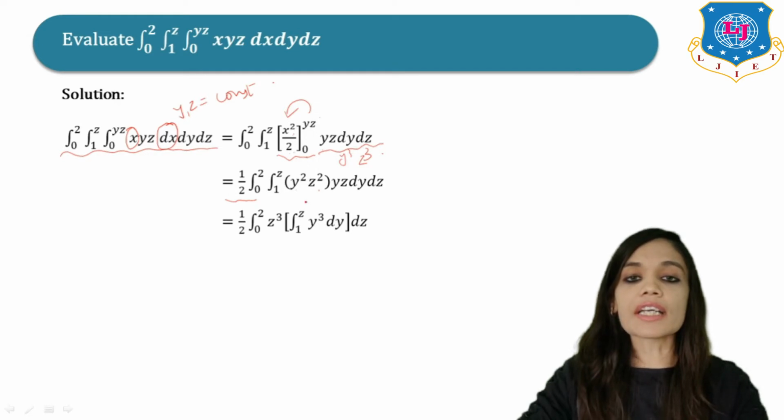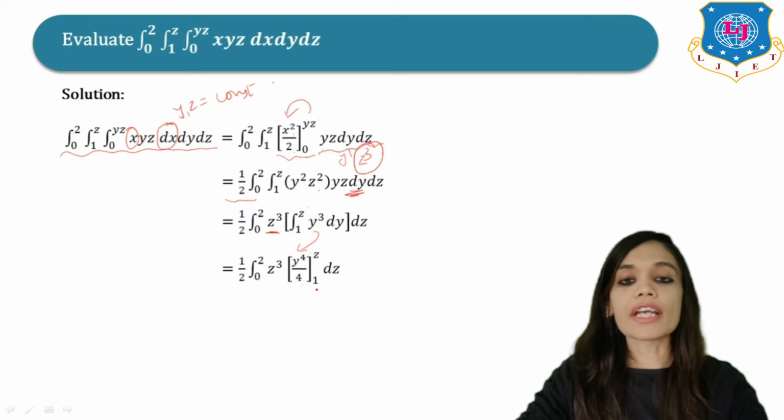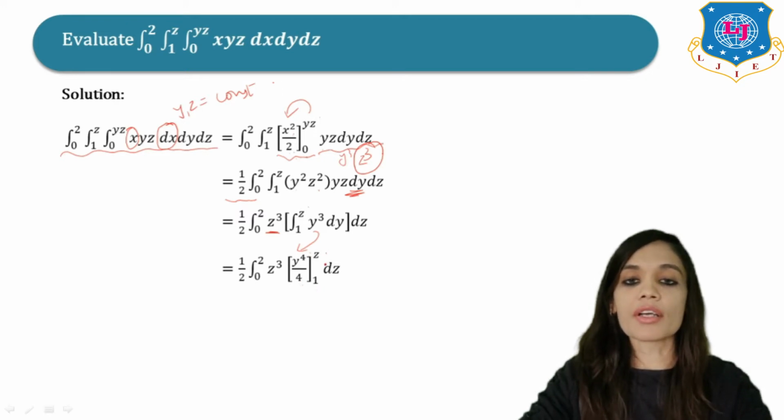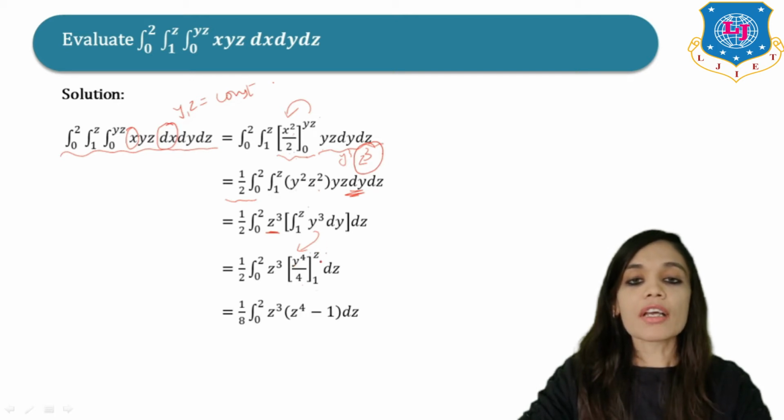Now we will integrate this with respect to y. We will keep z as constant, so we keep this z cube as it is and integrate y cube from 1 to z. On integrating, the integration of y cube will be y raised to 4 upon 4, and your limits are 1 to z. Now let us put the limit in place of y and take this 4 outside.